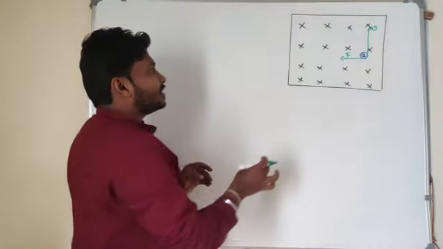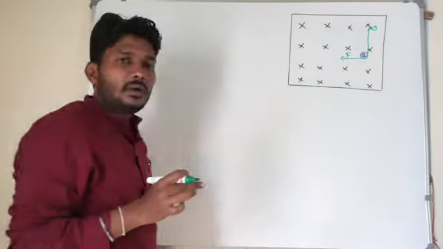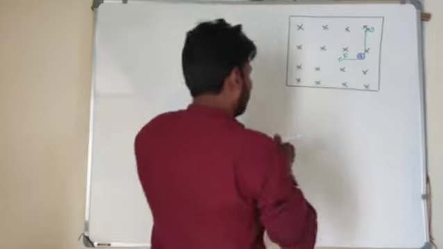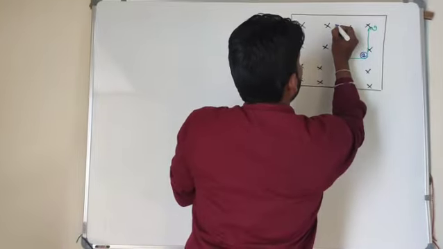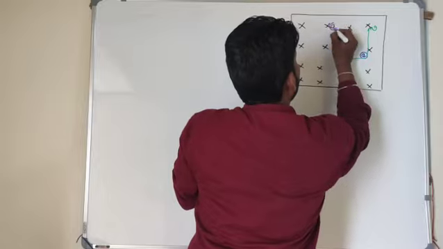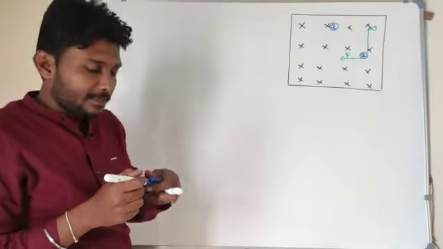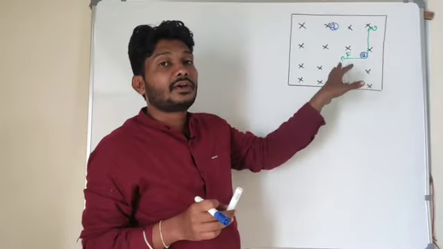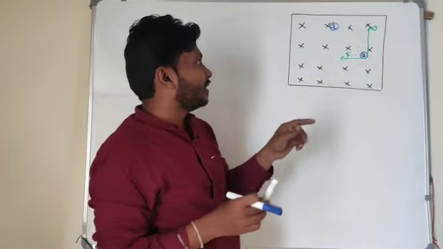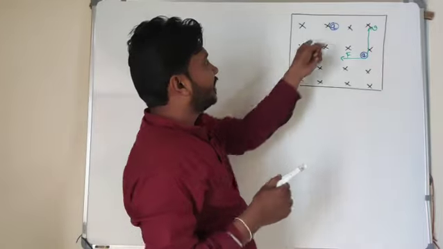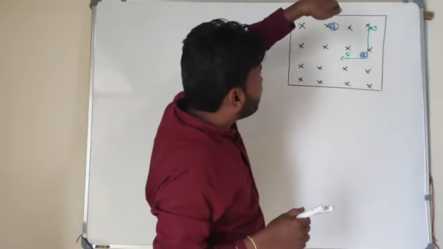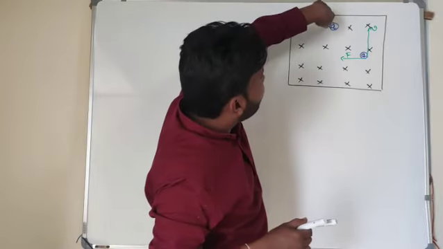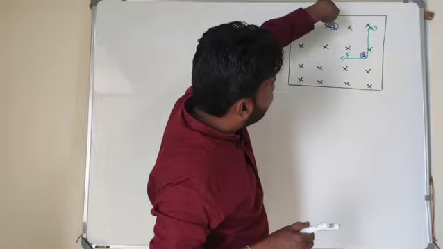Now this charged particle is in this position. Let me take another position of the charged particle. Now the charged particle is here. Again I want to find the direction of the force acting on this charged particle. Here again, what is the direction of the magnetic field lines? Magnetic field lines are acting into the plane.